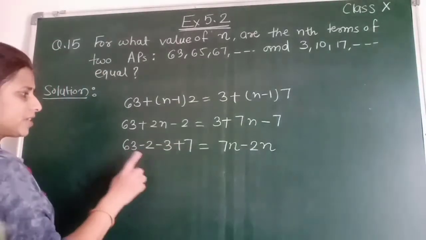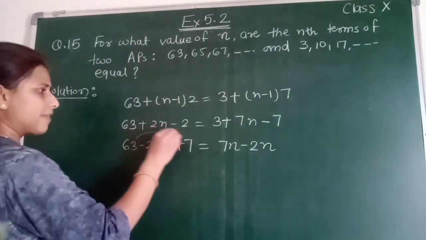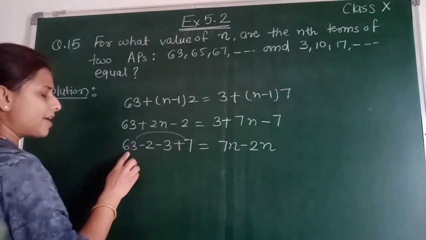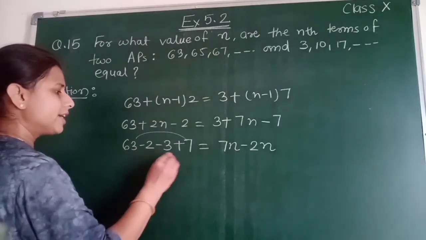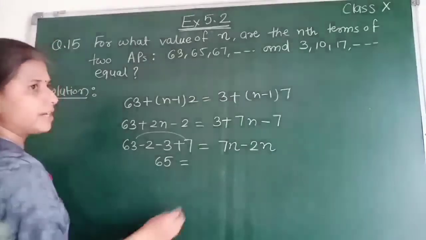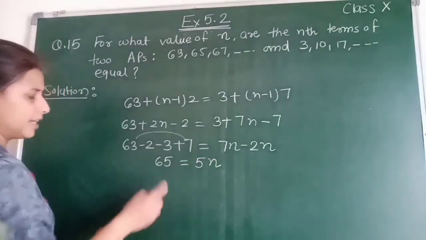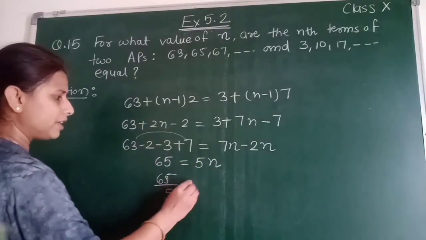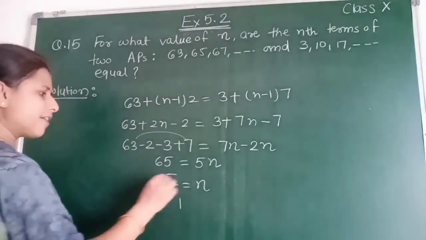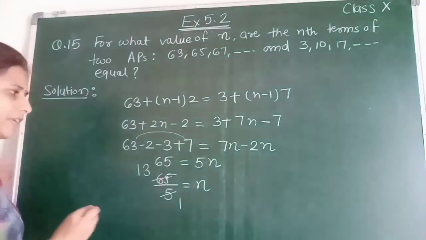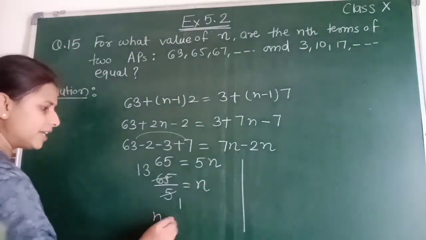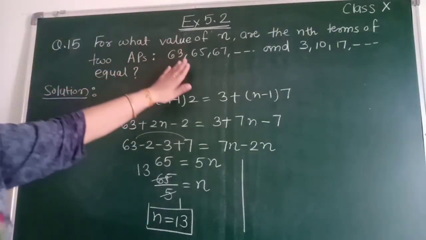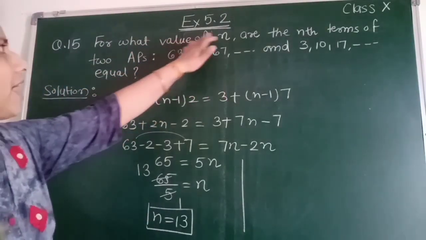Let's simplify this, student. 63 plus 7 we will get 70, and minus 2 minus 3 we will get minus 5. So 70 minus 5, what will we get? We will get 65. And 7n minus 2n, what will we get? 5n. Then we will shift this 5 to the left hand side: 65 upon 5 equals n. Cancel this. 5 ones are 5, 5 ones are 5, 5 threes are 15. So here the value of n is 13. So for this particular question, the value of n is 13.